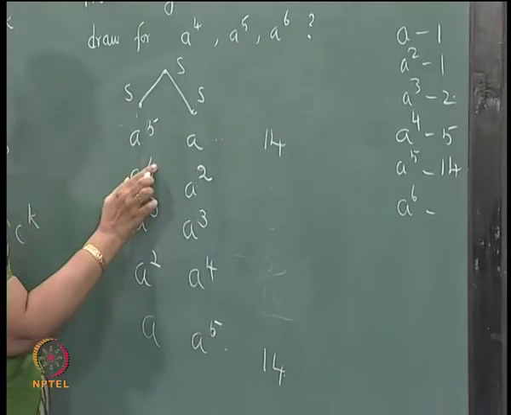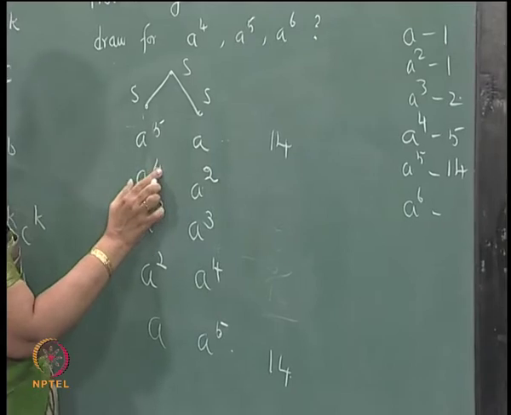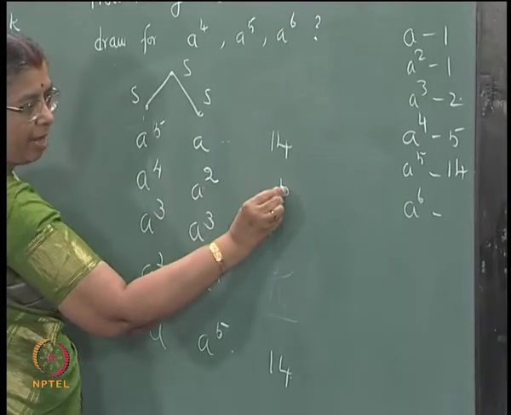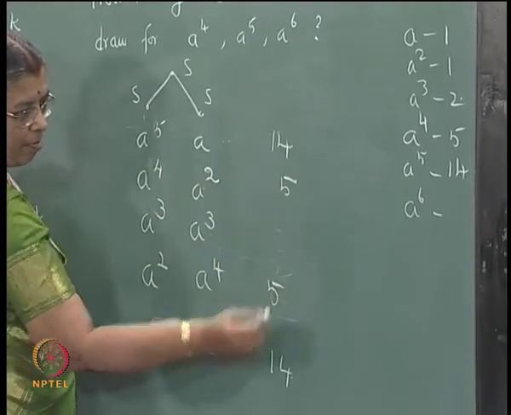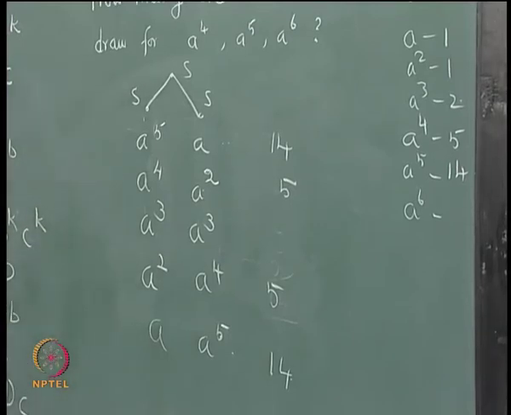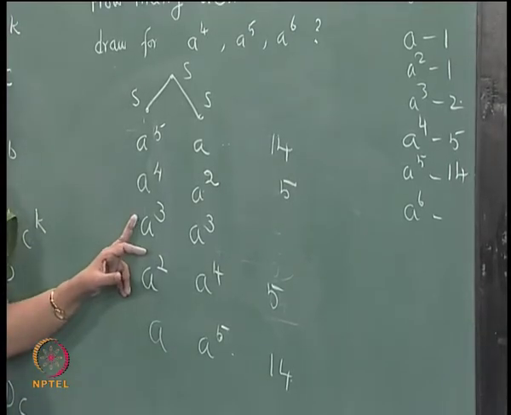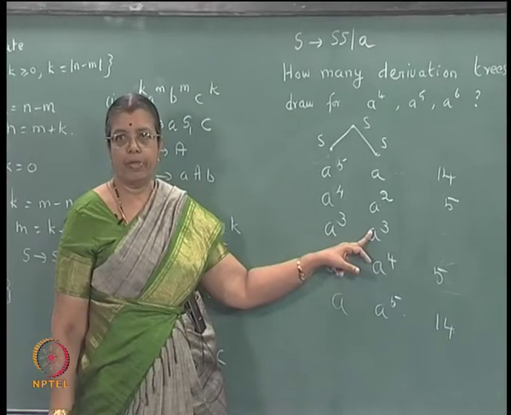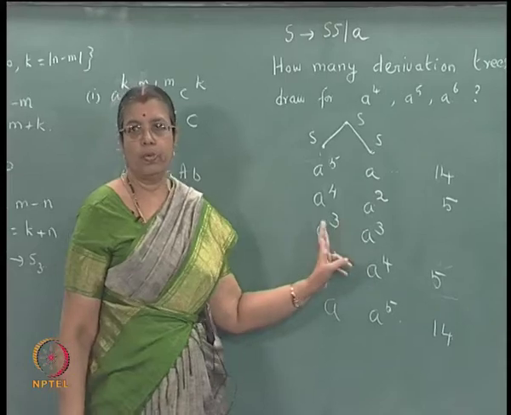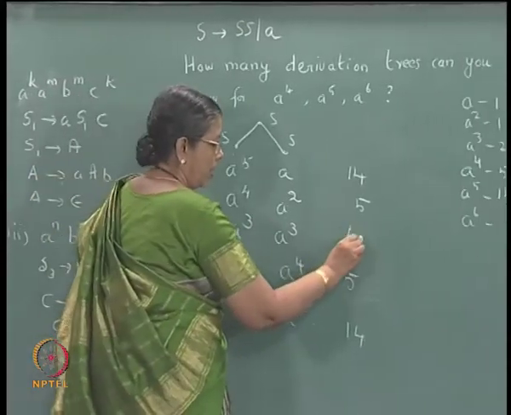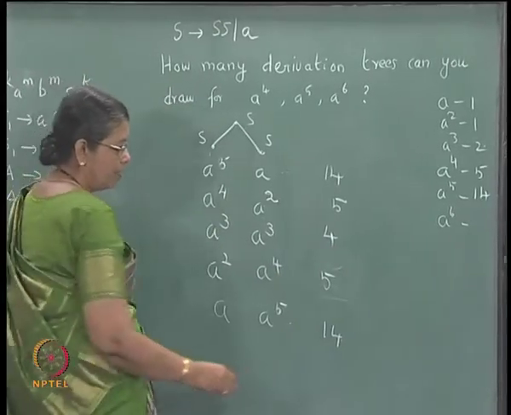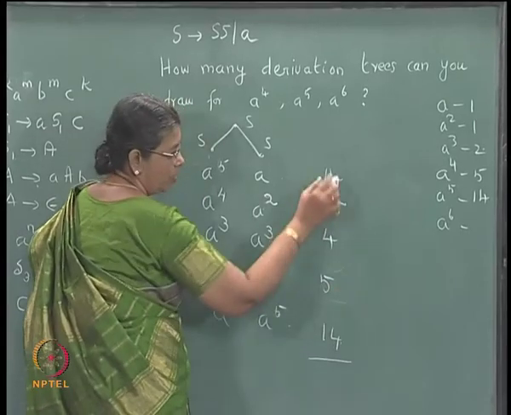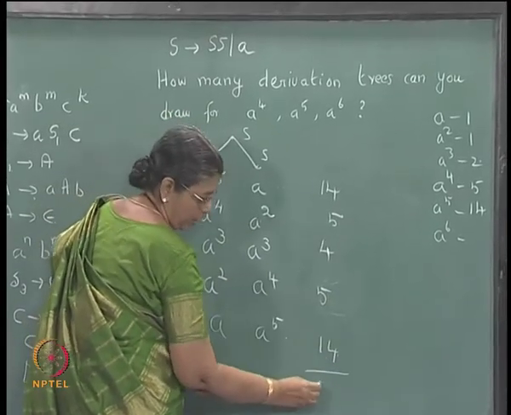For this, a power 4 can be derived in 5 ways, a squared only one way. So, 5. This a cubed can be derived in 2 different ways. This a cubed can also be derived in 2 different ways. So, 2 into 2, 4 you can have. So, this will add up to 14 plus 14, 28, 33, 42.